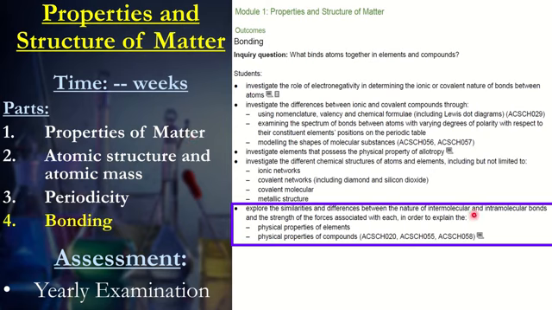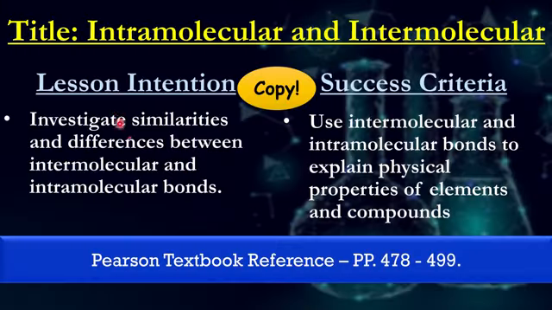Okay, so today we're going to be looking at different types of intermolecular and intramolecular bonds. We're going to look at how this associates in terms of the physical properties of elements and physical properties of compounds. Okay, so we're going to investigate similarities and differences with inter and intra, and then we're also going to look at explaining some physical properties that they have.